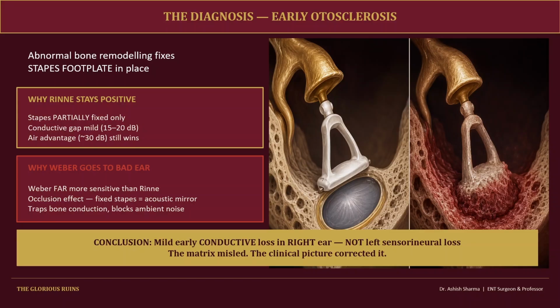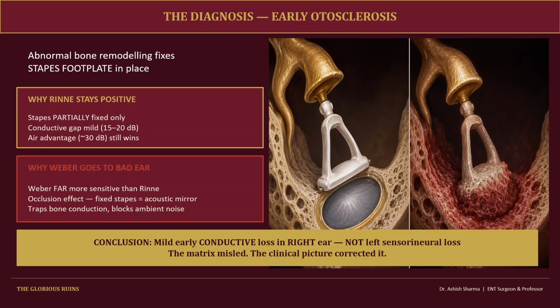And then why did Weber lateralize decisively to the right, the bad ear? Because Weber is a far more sensitive instrument than Rinne as far as a test is concerned. Even this mild conductive block, too small to show on Rinne, is more than enough to trigger what we call the occlusion effect. The partially fixed stapes acts like an acoustic mirror inside the right middle ear.